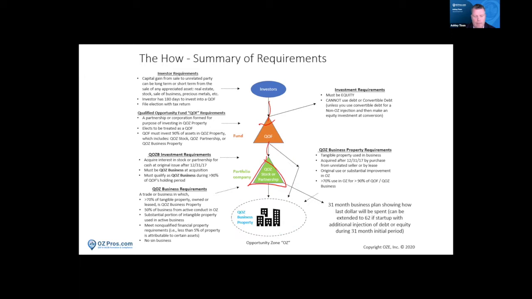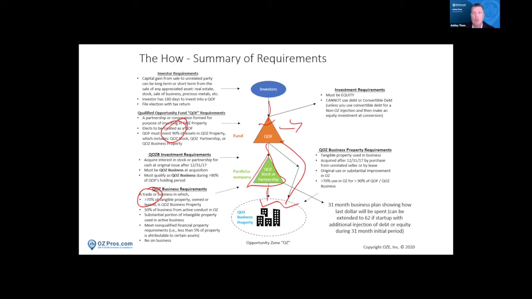Now, one of the reasons why I'd say that probably the lion's share of the funds that are going to be on here today have this double stack structure is that when you invest into a QOZB, instead of a 90% requirement of opportunity zone property at the fund level, the QOZB now has a 70% requirement instead of the 90%. So it gives us a lot of flexibility to be able to do other stuff in addition to just opportunity zone stuff.